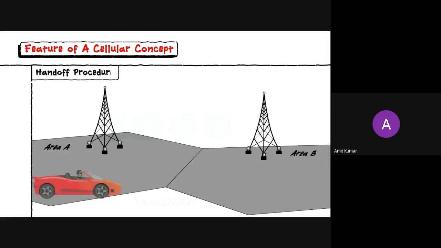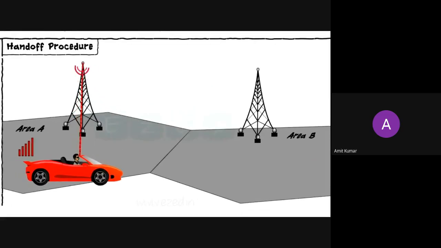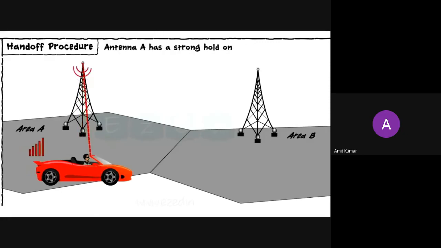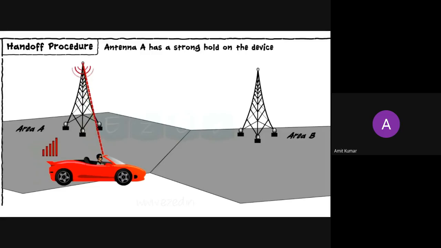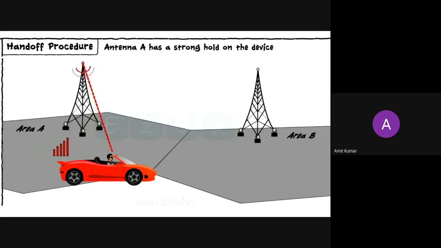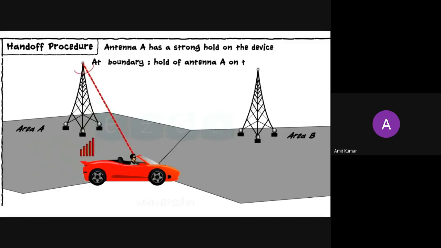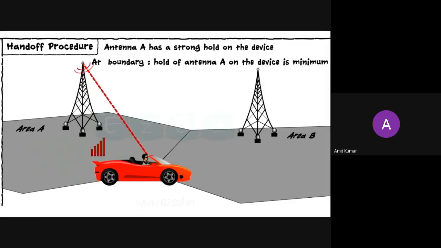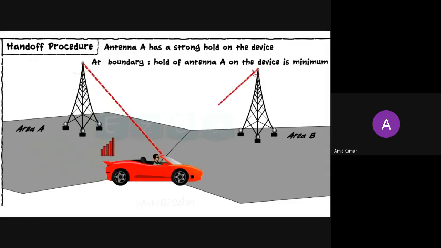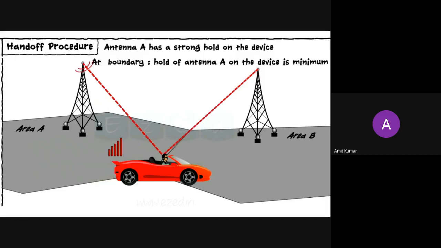When someone, user X, travels in area A, he receives the signal from base station A. That is, antenna A has a strong hold on our device's signal. But as he moves away from antenna A, the signal strength gradually decreases. At the boundary of cell A, the hold of antenna A on the device is minimum. At the same time, when the device is about to enter cell B, base station B starts to take hold on the device. Thus, at the border of cell A and cell B, both the antennas have an equal amount of hold on the device of user X.